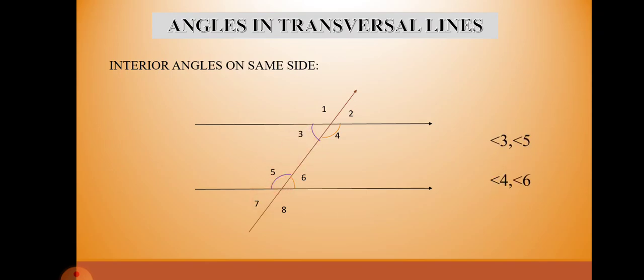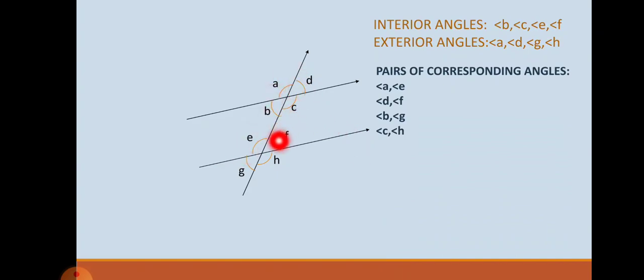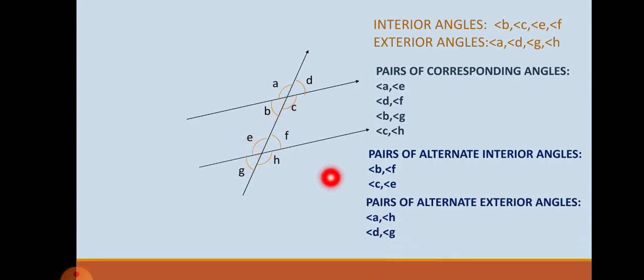Now, just identify which angles are interior. First, can you tell me what the interior angles are here? Angle B, angle C, E, F. And exterior angles? Angle A, D, G, H. Pairs of corresponding angles, A, E, C, H. Pair of alternate exterior angles, A, H, D, G.